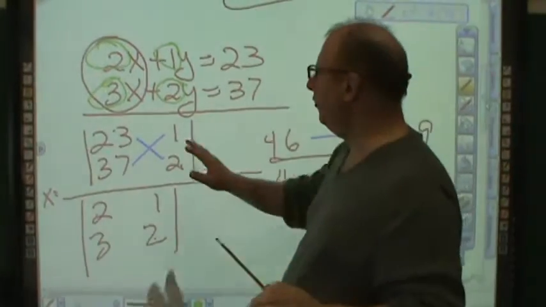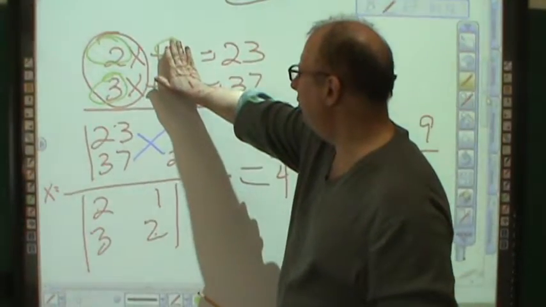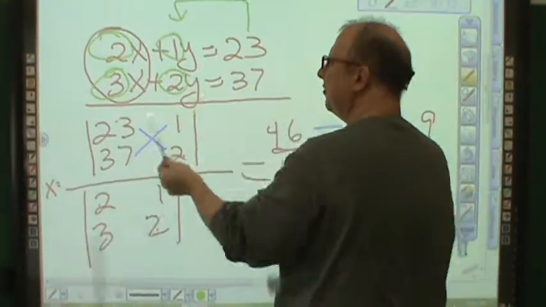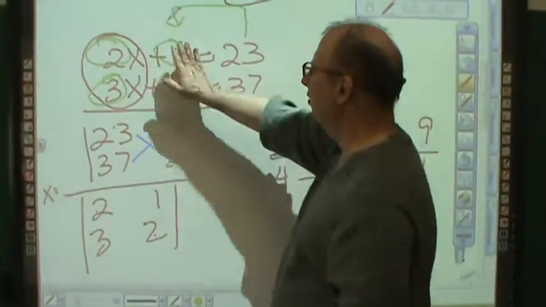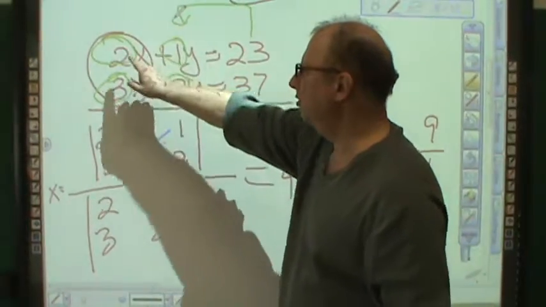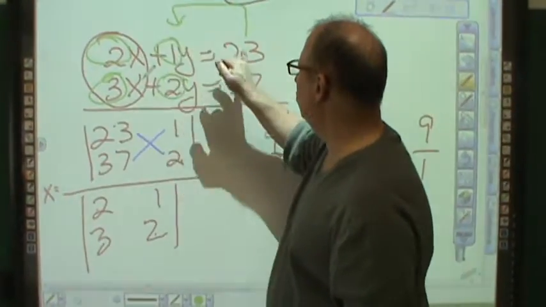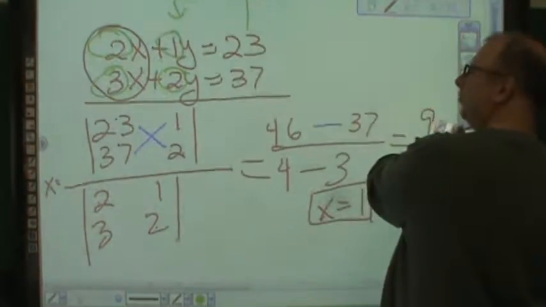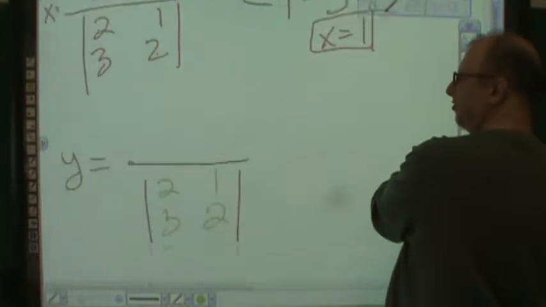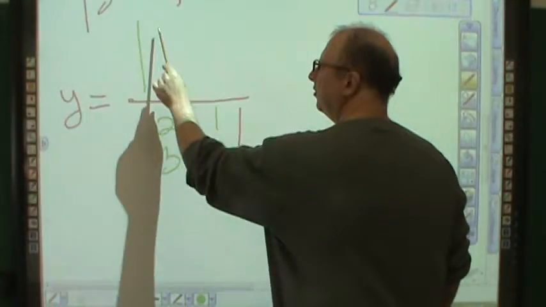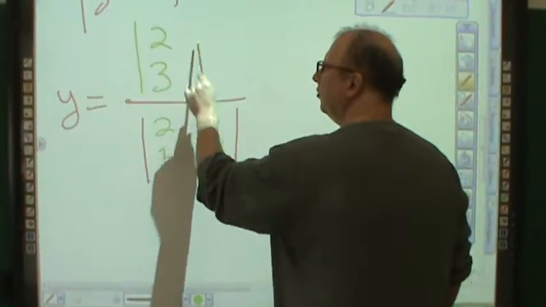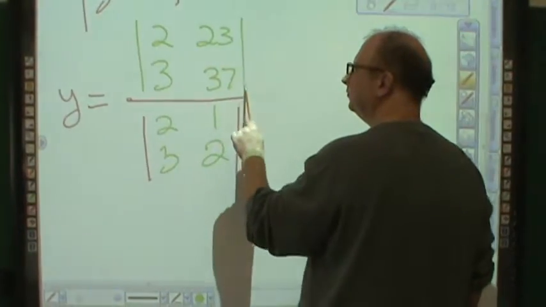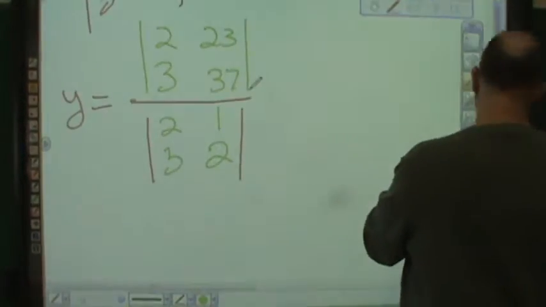To solve for the numerator, I cover up the y, and I put these numbers in. The same way I did it for x, I put the numbers in. So let's look at the order I'm putting it in: 2, 3, 23, and 37. So I'm putting in 2, 3, 23, and 37. Now let's look at what I'm left with.